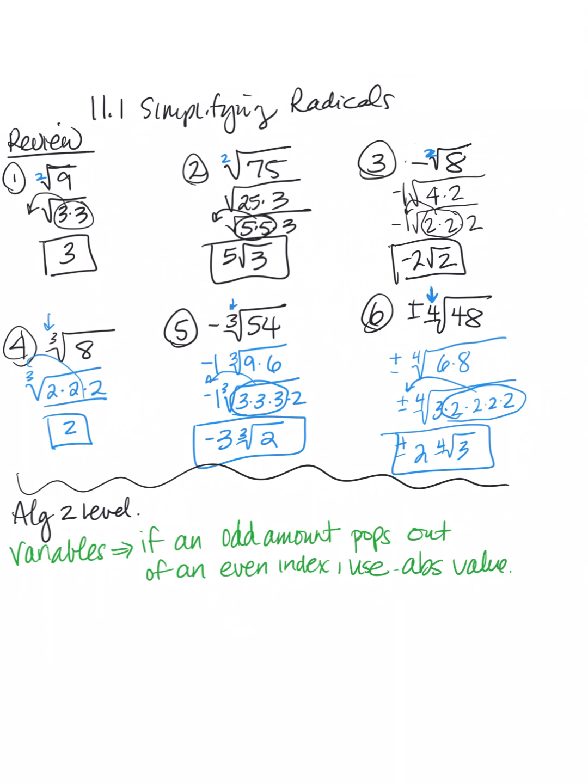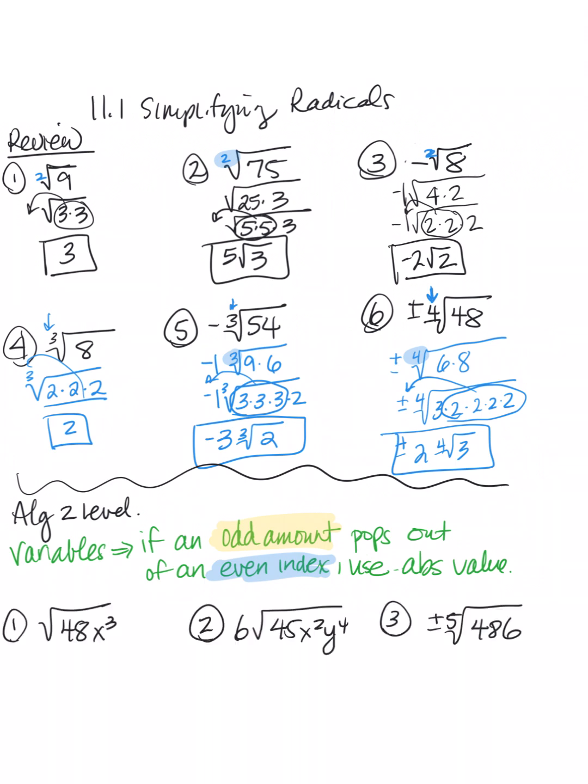So here's the thing. If an odd amount comes out and I have an even index. Now what the heck is the index? The index is that little number right there on the square root. So on number 5 it was a 3, on number 6 it was the 4. On number 2 up here that was a 2. That's the index. Now odd amount is how many did I take out. So I'm going to show you what I mean and how you work these in the following examples.